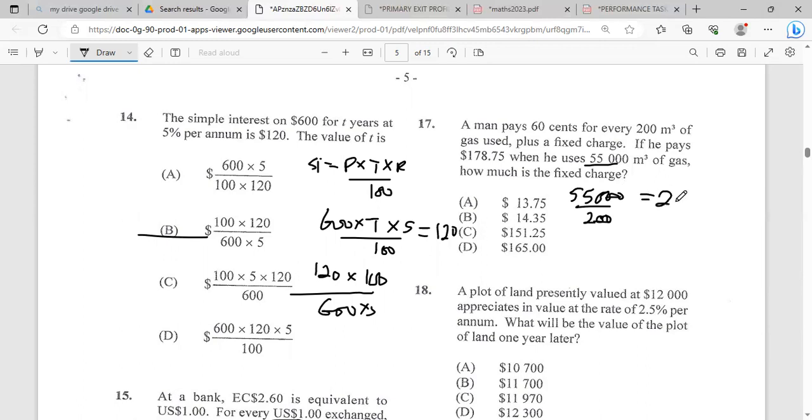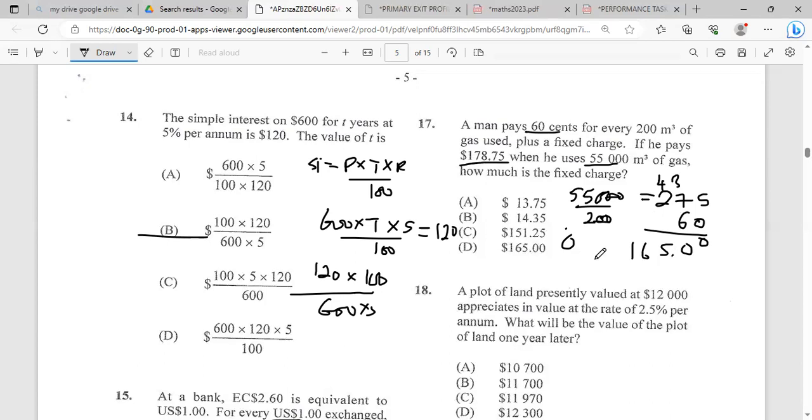Guys, remember you have to be able to calculate fast, all right? So this 275 now, we need to multiply it by the 60 cents, which is the rate. So we multiply this by 60. Put a 0 to hold the space. 6, 5, 30. 6, 7, 42, plus 3 is 45. 6, 2 is 12, and that 16. So it's 165. So all of that is 165, and we paid a total of 178.